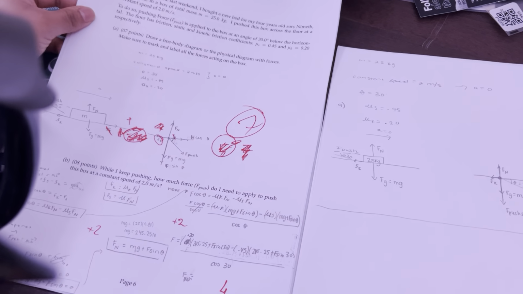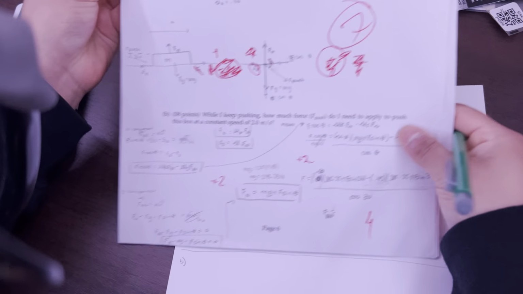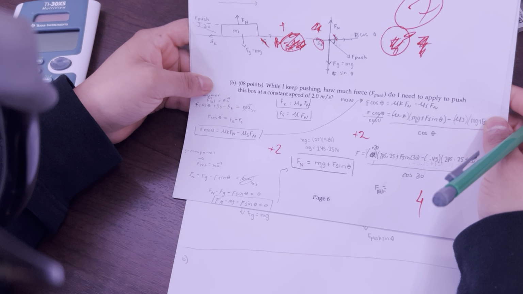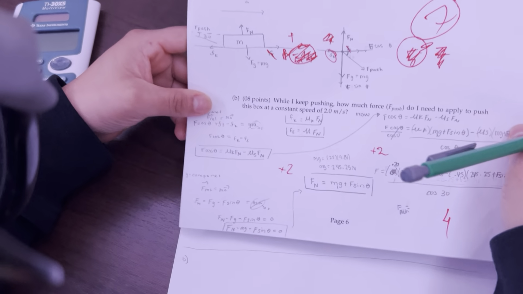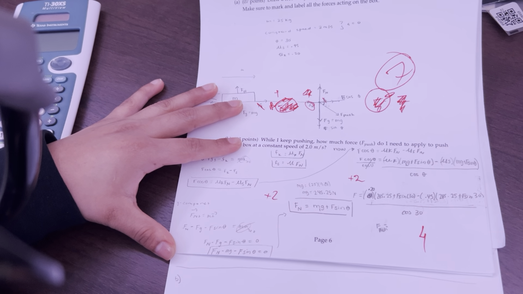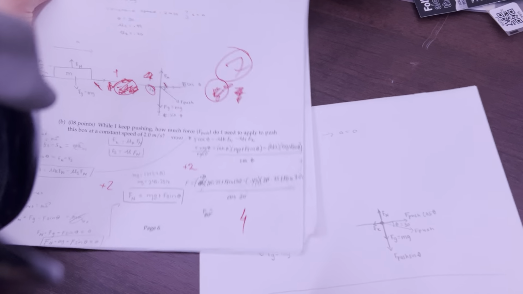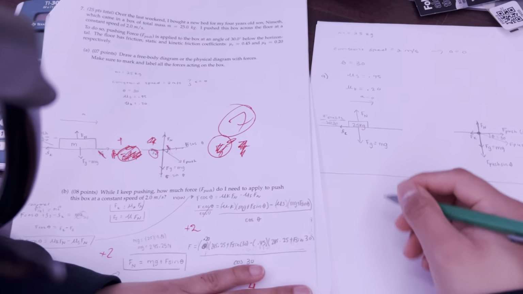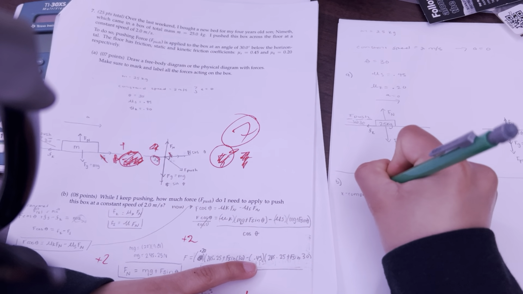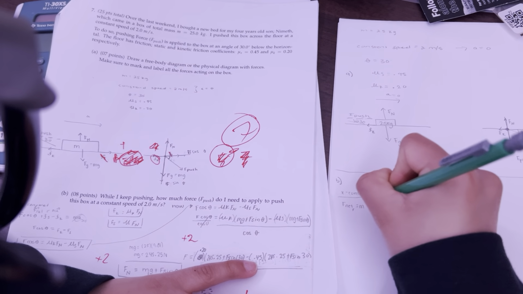Okay, and then for part B. If I keep pushing, how much force do I need to apply to push this box at a constant speed of 2 meters per second? Okay, so for this part, I'm gonna do the x components and y components. So x component, so it'd be F net of x equals m a of x.